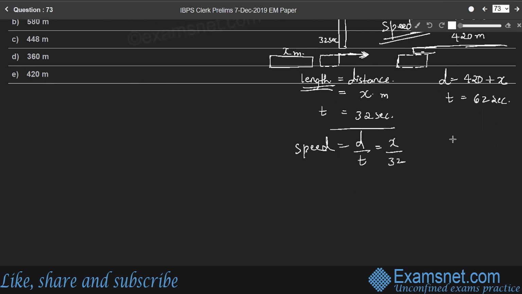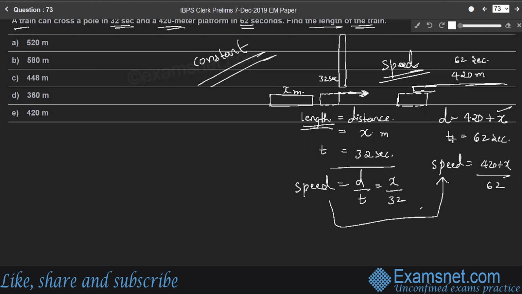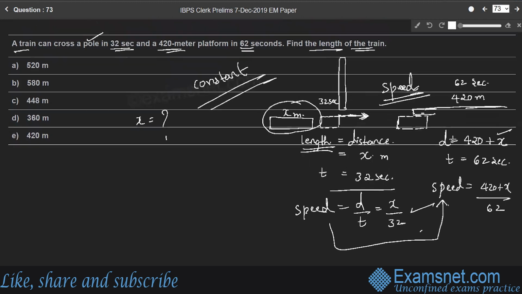Whereas while crossing the platform, what is the speed? It is again distance by time. Distance is 420 plus x, time is 62. So we can equate these two speeds, because the train has constant speed. Therefore, equating x by 32 and 420 plus x by 62, we can get the value of x. What is x here? According to our assumption, let x be the length of the train. Therefore, we'll get the answer.